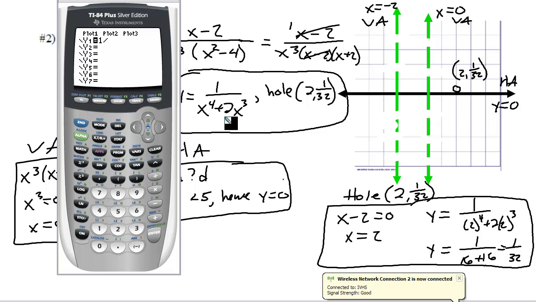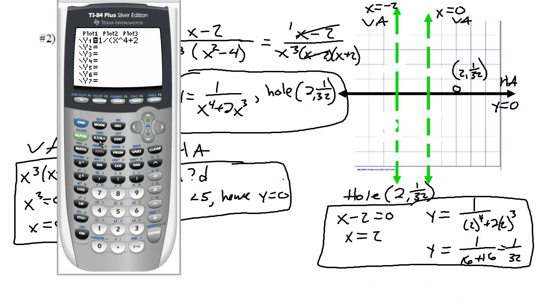One divided by, you got to use parentheses for this denominator, x to the 4th plus 2x cubed. Graph it. I didn't change my window from the previous problem. I should do that. Looks like I could see most of the graph. I'm going to change it to -5 and 5.